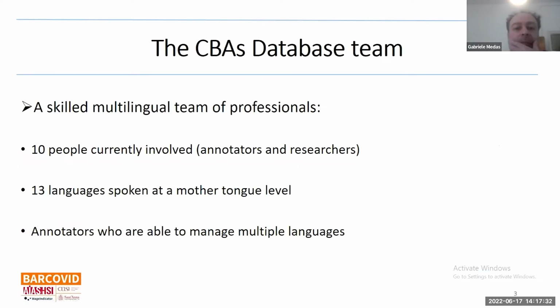A key element of the database is, of course, its team, which is composed of skilled multilingual professionals. Currently 10 people are involved, annotators and researchers. I have calculated that 13 languages are spoken at the mother tongue level. But of course, each annotator of the team is capable of managing multiple languages.